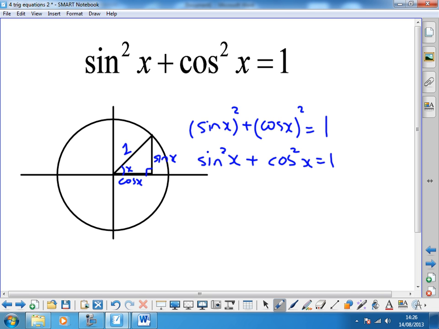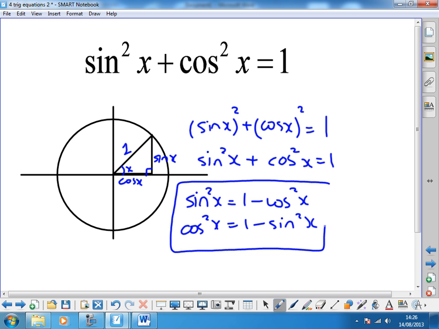Now, you're never really going to use it in this particular form. What we're going to do is use sine squared x is 1 minus cos squared x, and sometimes we'll use cos squared x is 1 minus sine squared x. I know it's the same thing, but these are the forms that we're going to use it in.